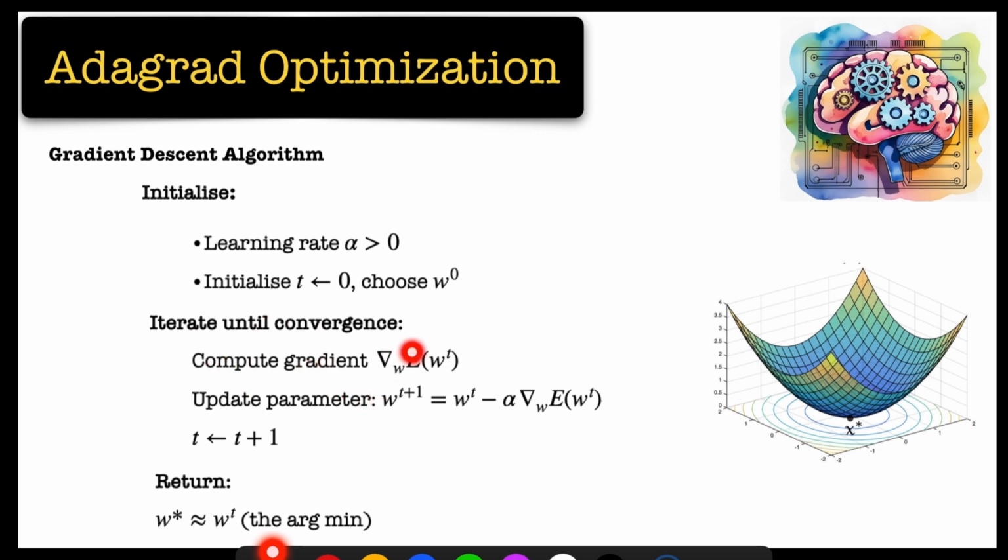We compute the gradient of the error with respect to Wt, that is the weights at that iteration. Then we update the weight parameters: Wt+1 equals Wt minus alpha times the gradient of the error. And after convergence, we get our optimal weights.